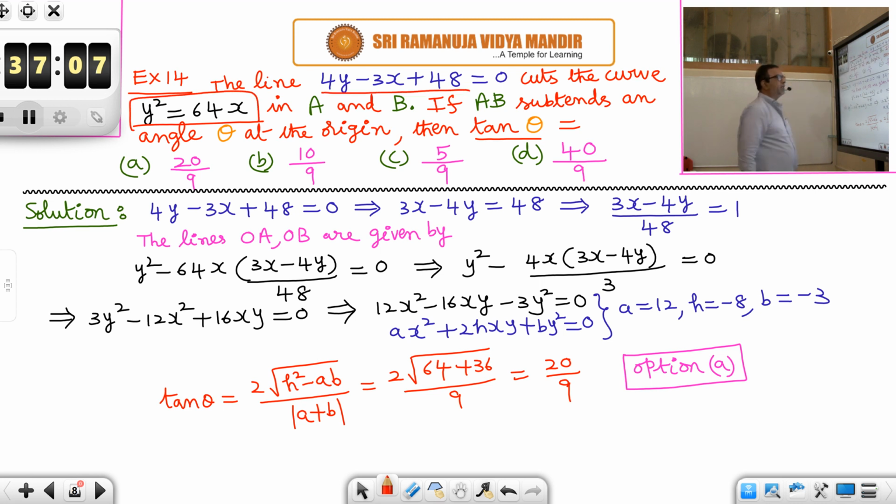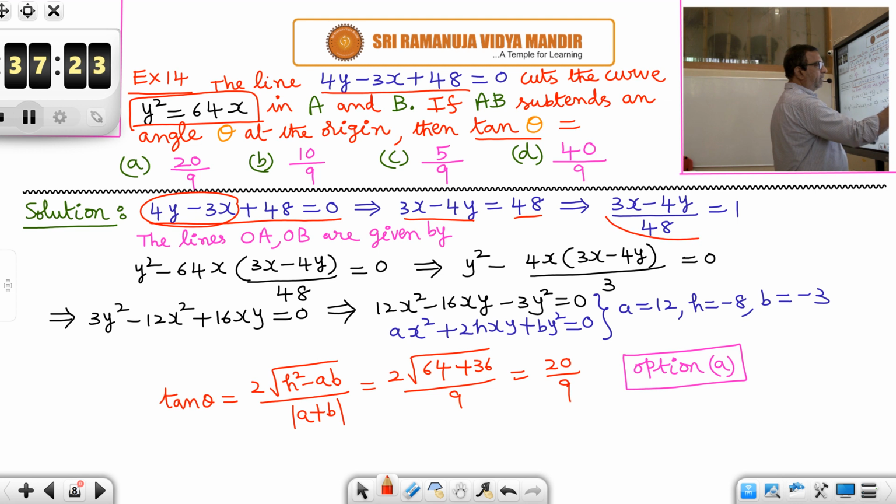So first let us prepare the line for homogenization. 4y minus 3x plus 48 equal to 0. 4y and 3x are taken to the other side. You get 3x minus 4y is equal to 48. Divide by 48. So (3x minus 4y) by 48 is equal to 1 and the line is ready for homogenization. Okay. Now the lines OA, OB joining the origin to the points of intersection are given by.